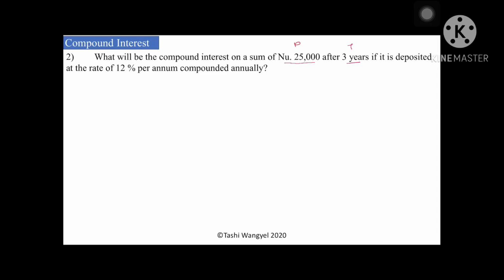The second question: what will be the compound interest on a sum of 25,000 after 3 years if it is deposited at the rate of 12% per annum compounded annually? We need to find the compound interest. First the amount: P times 1 plus R by N to the power NT. The principal is 25,000, times 1 plus the rate 12%, 12 by 100 is 0.12. N is 1, compounded annually, times the time of 3 years.